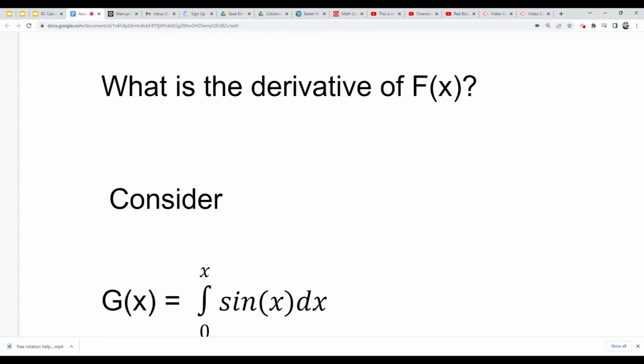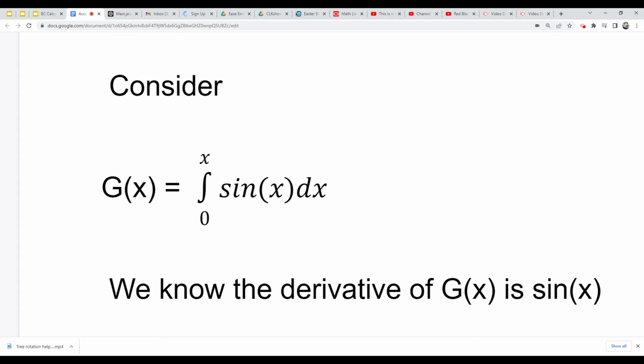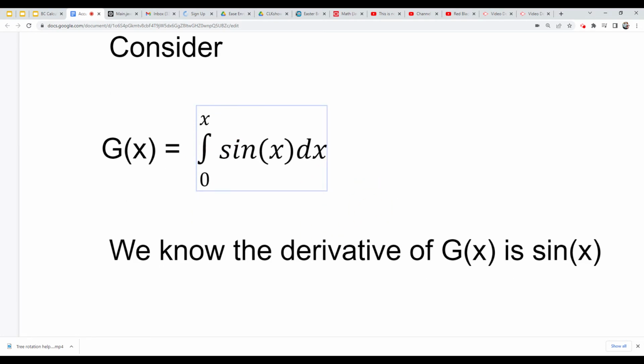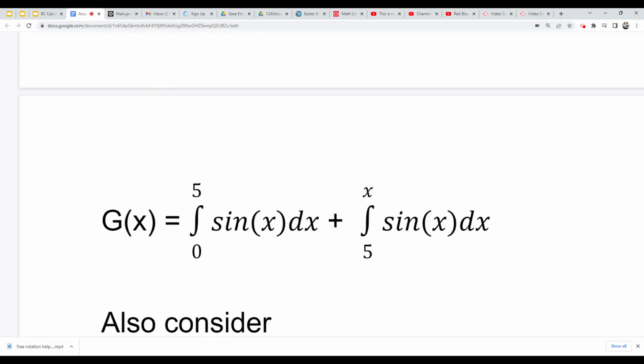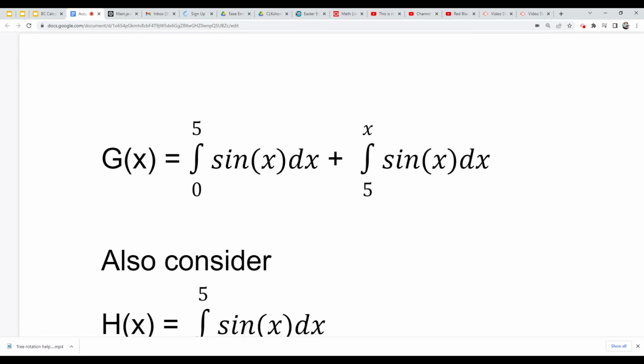So notice that here we're going to define g of x as being the integral from 0 to x of sine of x, which is the same problem we had before. And we know, therefore, what the derivative of g of x is. It's just the sine of x. Notice also that we are hoping for students to know that the integral from 0 to x of sine of x is the same as the integral from 0 to 5 of sine of x plus the integral from 5 to x of sine of x. In other words, we're integrating first from 0 to 5 of the thing, and then we're integrating from 5 on to x of the thing. So that's just natural, almost intuitive.